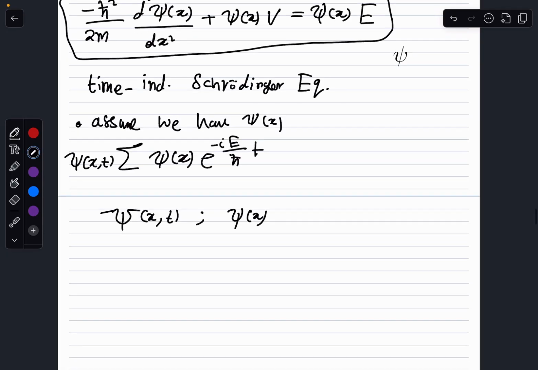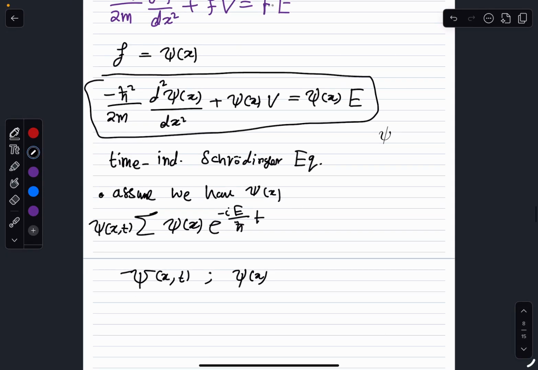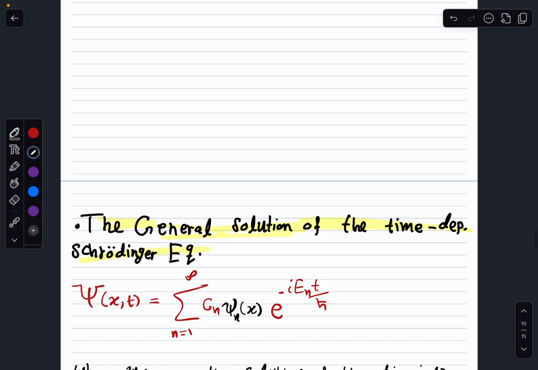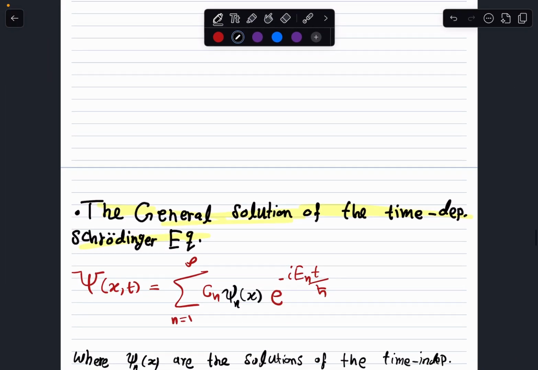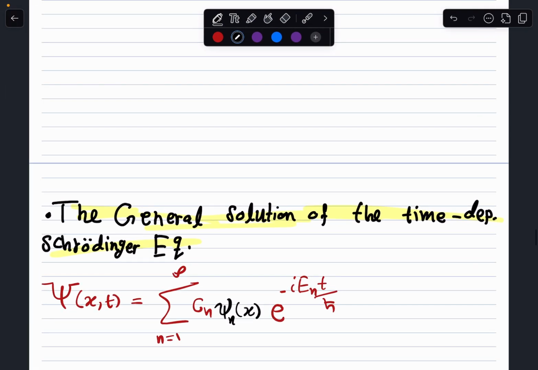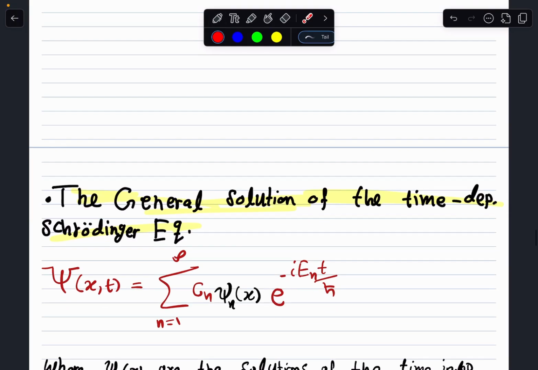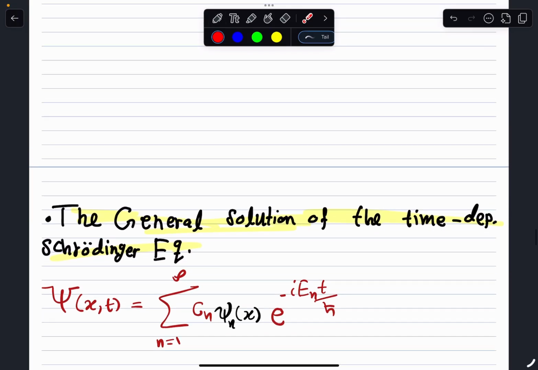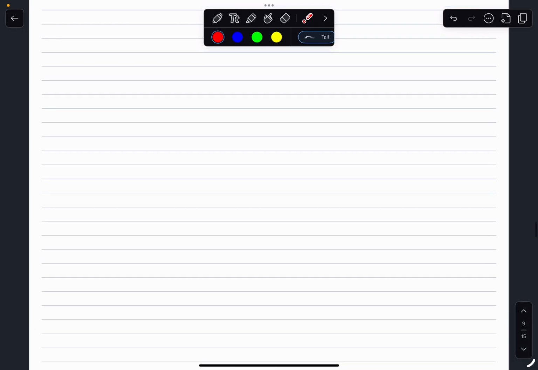Okay, so this is the separation of variables that we applied to the Schrodinger equation. The general solution for the time-dependent Schrodinger equation will be something like this. We have the wave function written as these separable solutions. These are called the stationary states, which are the psi n's. Each one is called a stationary state.